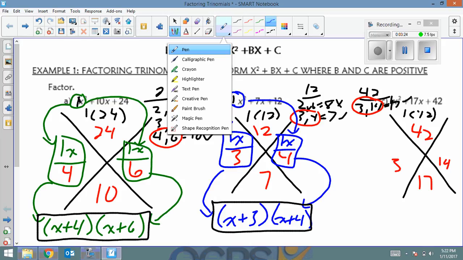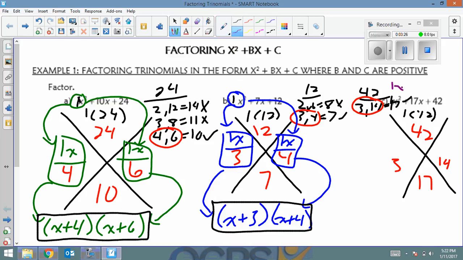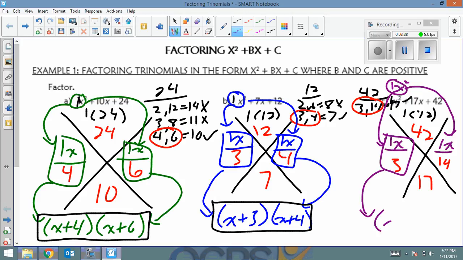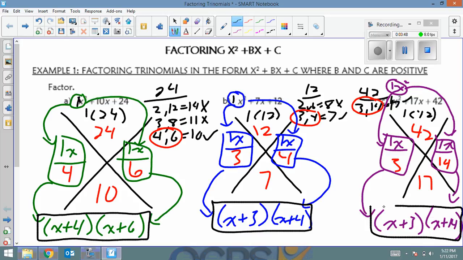Okay. Remember, it was 1x squared. So this 1x that we have here is going to be the top of my numerators. They don't reduce, so we're just going to rewrite them. So this would be x plus 3. And this one would be x plus 14. Okay, so there's our answers.